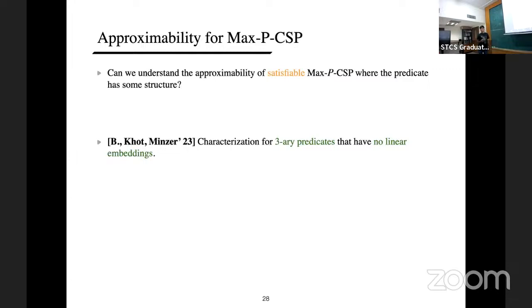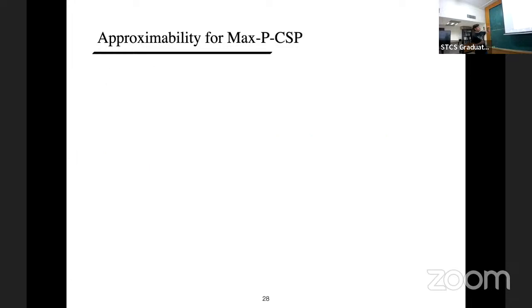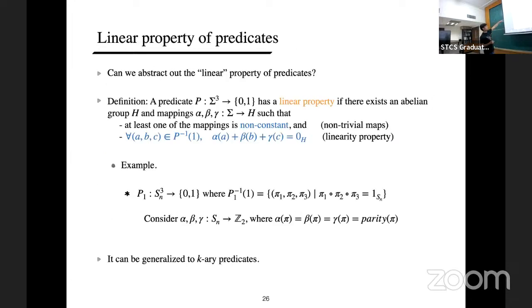Can you explain what you mean by that characterization? Yeah, I'll explain what I meant. No linear embedding, as in? So this definition is that thing. This is saying that the predicate P has the linear embedding property. Yeah, there has to be one abelian group and one of the maps has to be non-constant, because you could always assign all zeros, right? That doesn't give you any information about the predicate. So one of the mappings has to be non-constant, and then every tuple in the set of satisfying assignments has to satisfy the group equation.